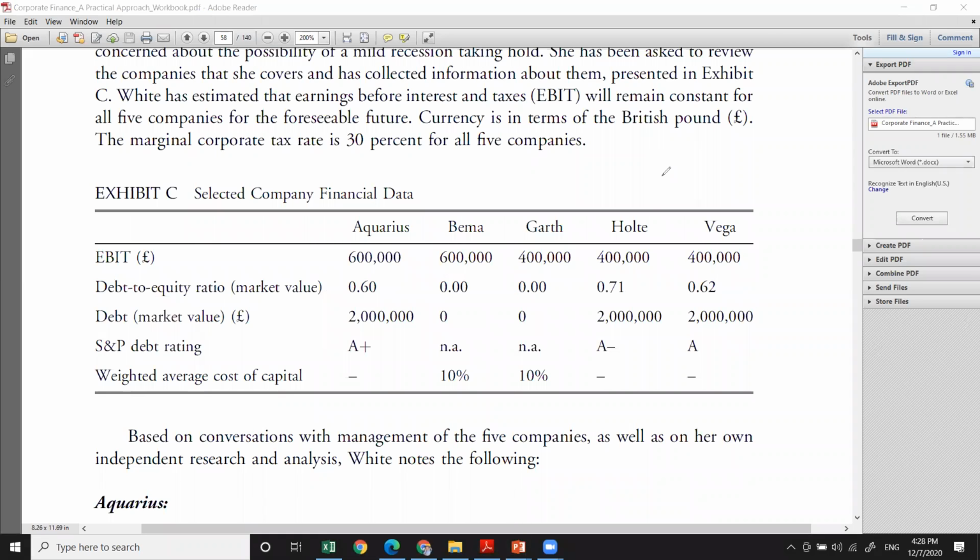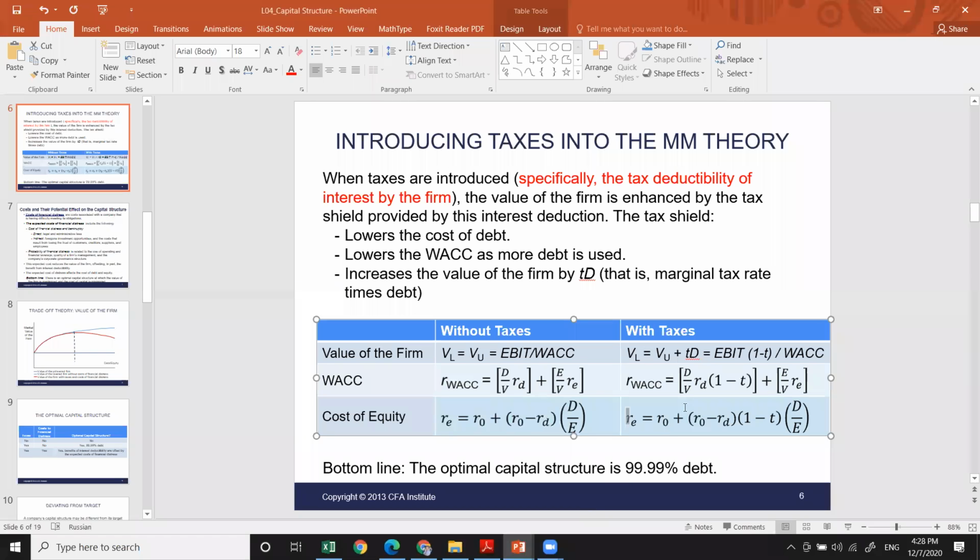One thing I want you to remember: if a company doesn't have debt, which is zero, then this part will be zero, and the WACC will be the cost of equity. Okay? Because this will be 1. If you have the cost of equity, this is your WACC. You should keep this in mind.